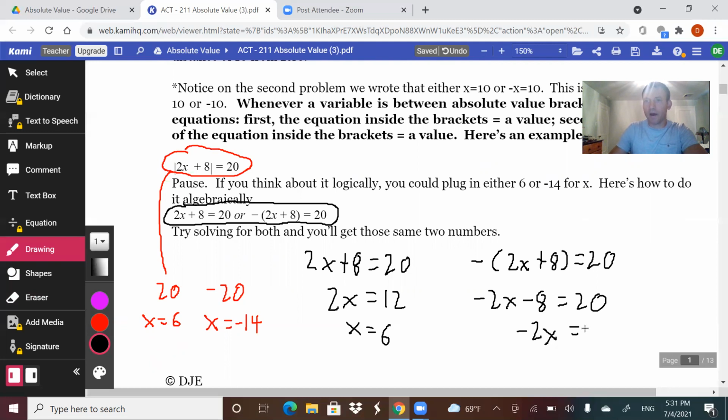I was one step ahead. So negative 2x equals 28, meaning that x is going to equal negative 14. So that's how you do it. You either say the thing itself equals the answer, or the thing itself is the opposite of the answer, so the opposite of the thing itself equals the answer.